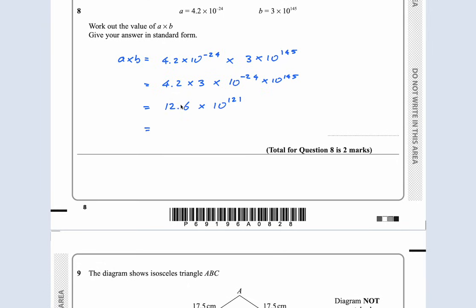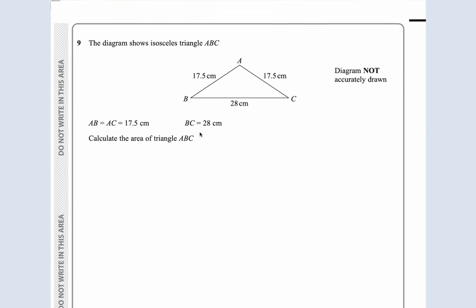The way I do it is I make this one 10 times smaller, because I need to write this as 1.26 times 10 to the power of. But I've made this smaller. I've divided by 10. So if I divide this by 10 without doing anything to this, I have to multiply this by 10. Hence I get 122, because I'm just going to add 1 to this power, which is the same as multiplying by 10. And that's it. That's the answer, guys, for question 8.